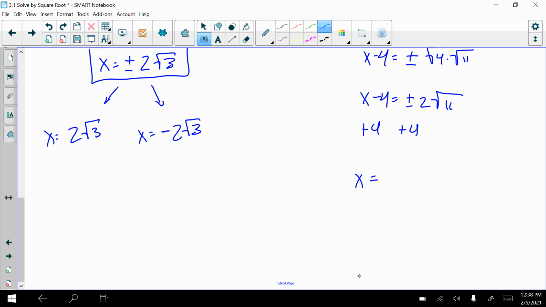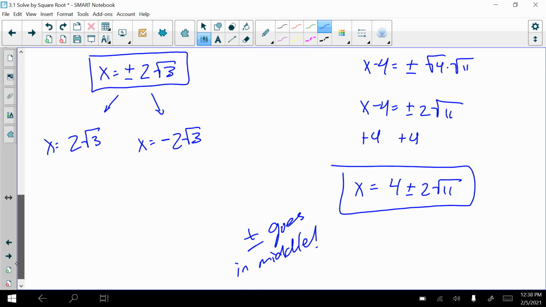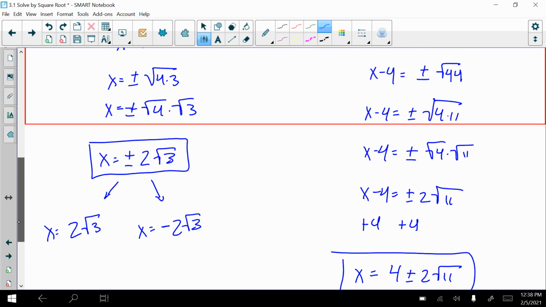You always write your answer with the plus or minus in the middle. The plus minus goes in the middle every time. So it's going to look like this. I added a 4 over here, so it's going to be 4 plus or minus 2 times the square root of 11. Now that I've got x all alone, I've got my plus minus, and I simplified my radical completely. I'm all done. All right, so that's going to do it for this video.